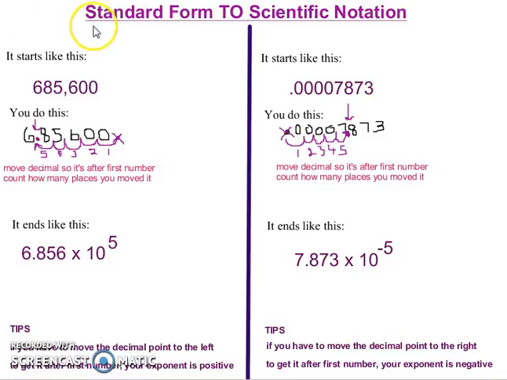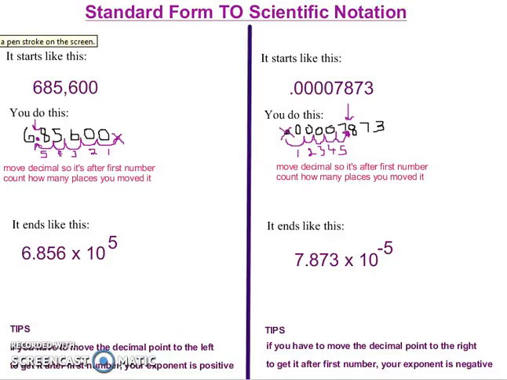So what if you're asked to change a regular old number, just a plain number, into scientific notation? So it's going to look like this. You're going to start with a regular number, and when you're done, you're going to have a number in scientific notation. So I have two examples here. So let's look at each example.